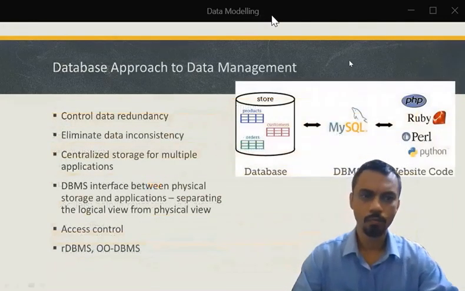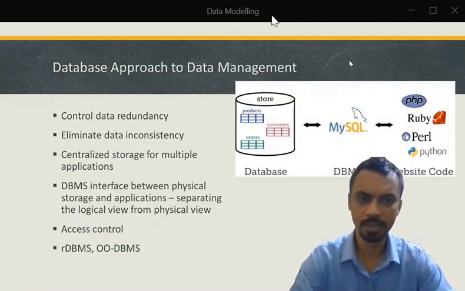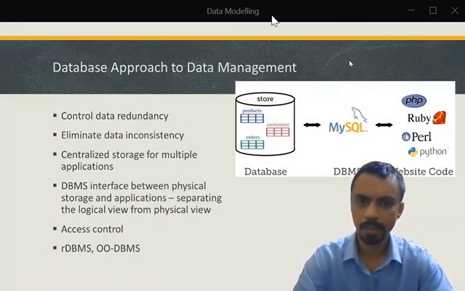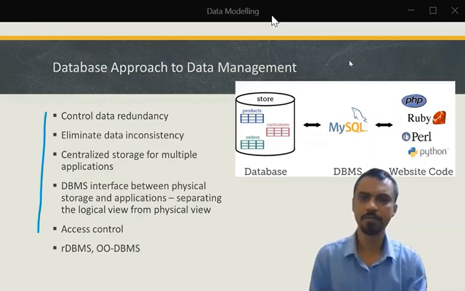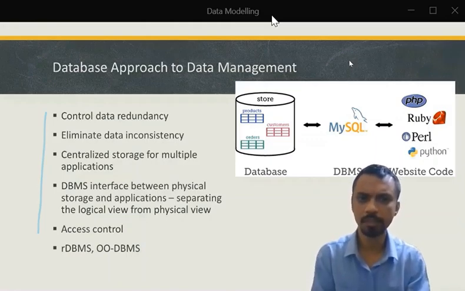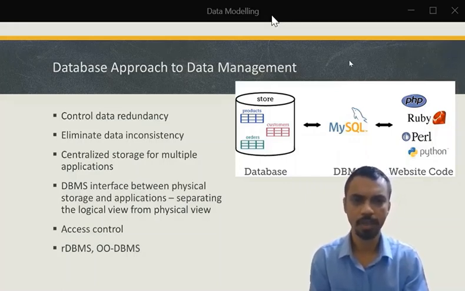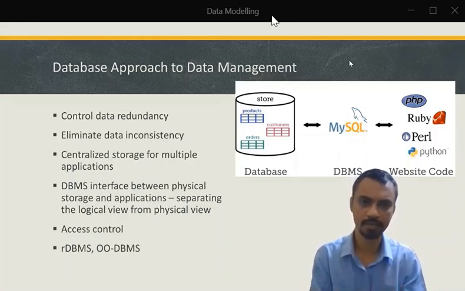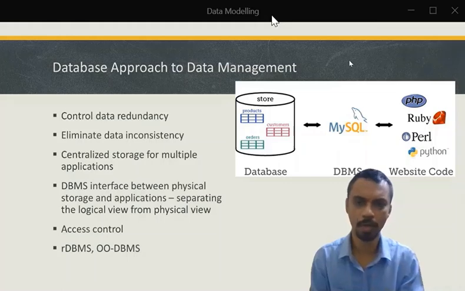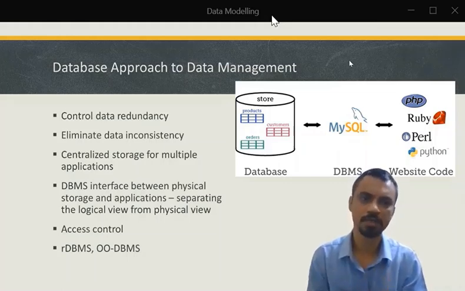So what is the specialty about this database approach is that it has these 5 features. It aims to control data redundancy. So any excess data or any duplicates are controlled. It means they are not generated in the first place, or if at all they are generated, then there are features to remove those. And if for some reason you still want to keep them, then they are stored efficiently.